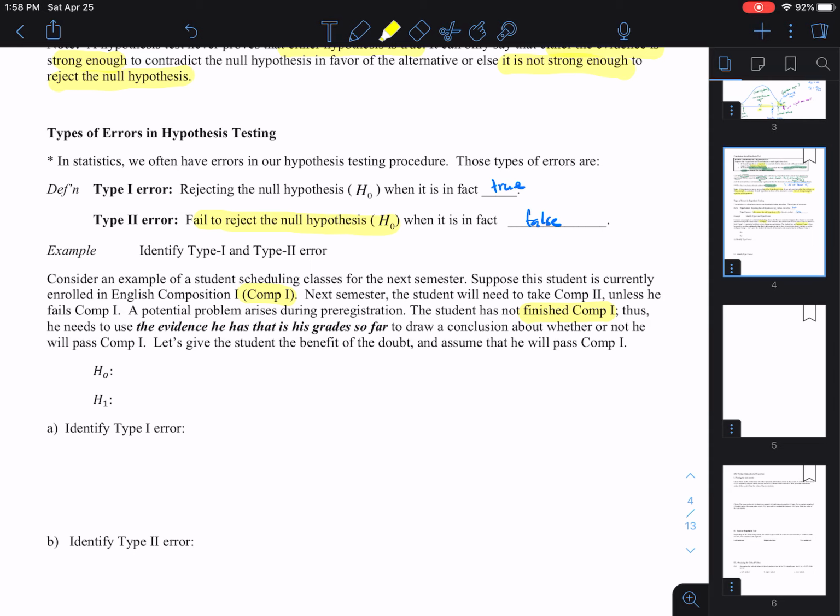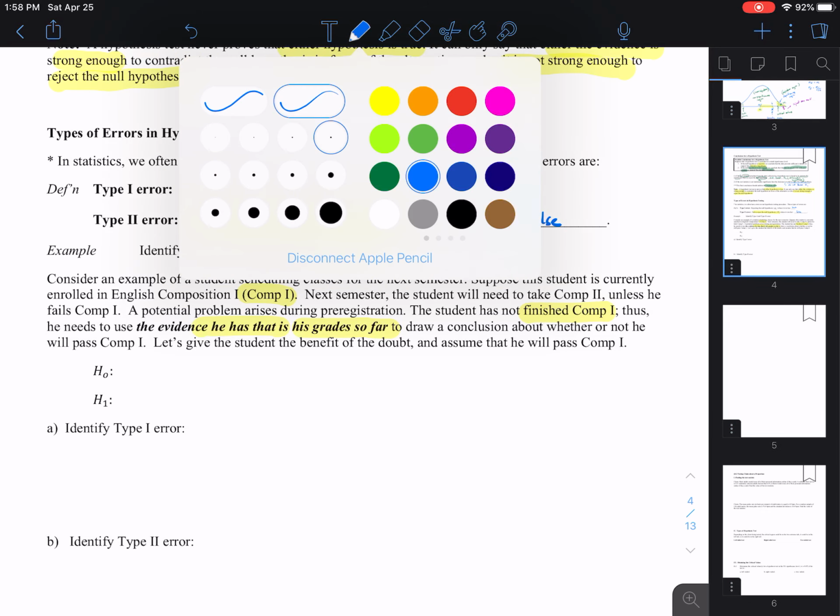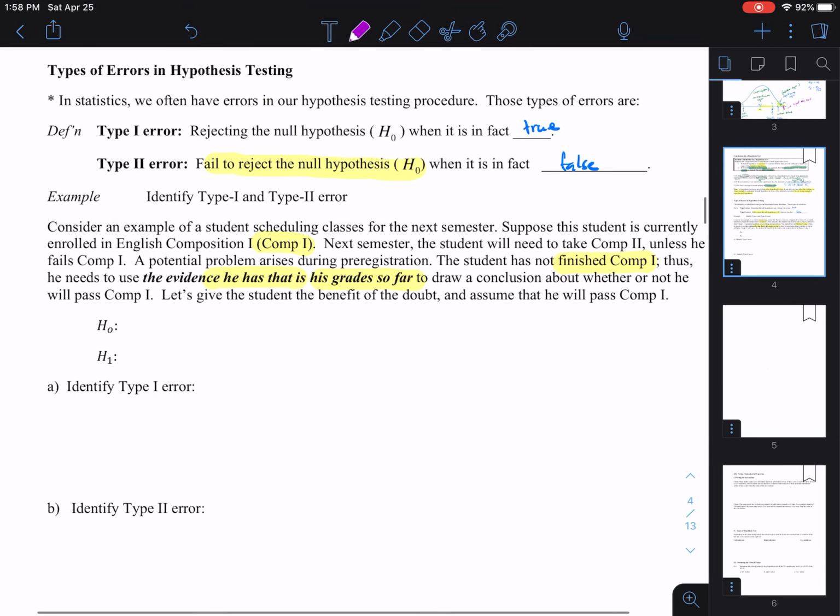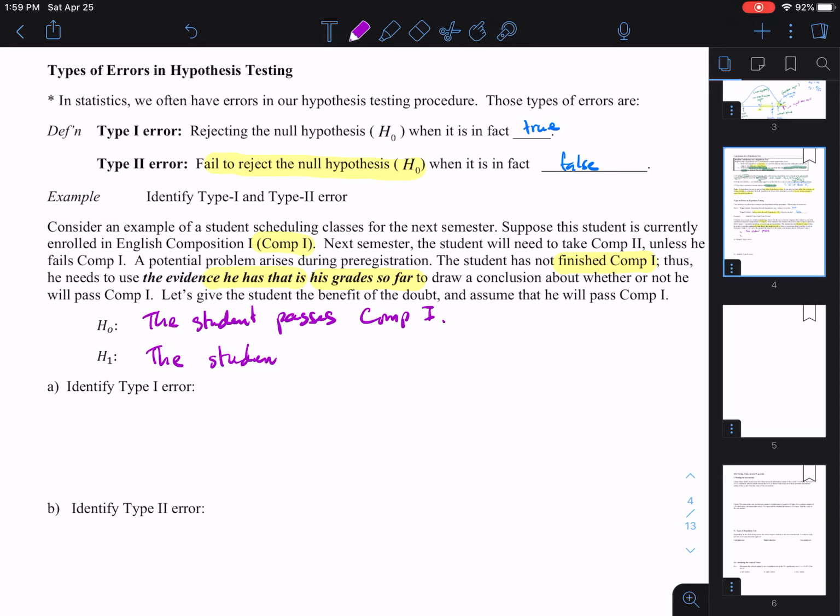So he needs to use the evidence that he has, which is his grade so far, to draw a conclusion whether or not he will pass the current class, Comp 1. We're going to give the student the benefit of the doubt and assume that he will pass Comp 1. So here are our two hypotheses. We're going to say the student passes English Composition 1, and the alternative is the student does not pass Comp 1.